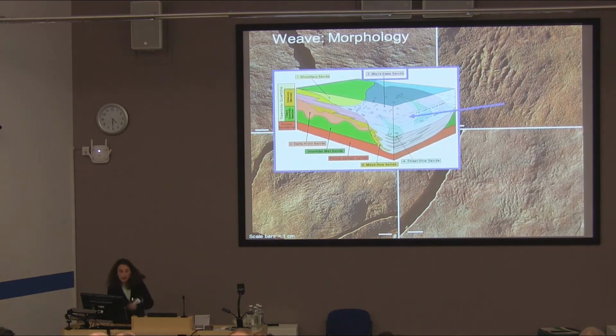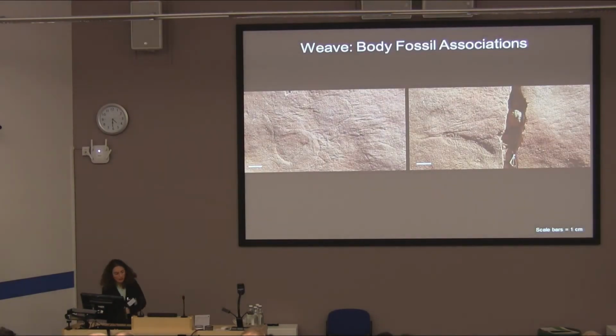And weave, like micropucker, has a very strong facies association, but unlike micropucker, it occurs only on the basis of sandy, amalgamated event beds that are capped by oscillation ripples. So a much more energetic environment, somewhere between fair weather and storm wave bays. And like micropucker, weave is associated with body fossils.